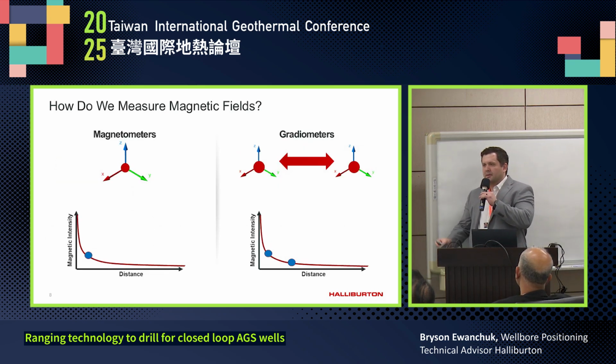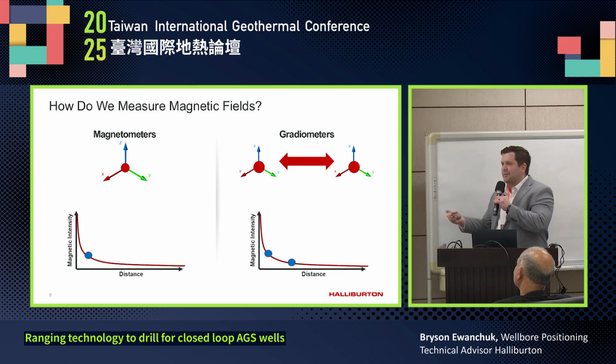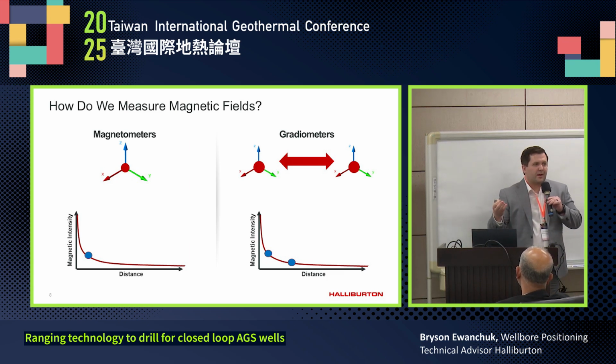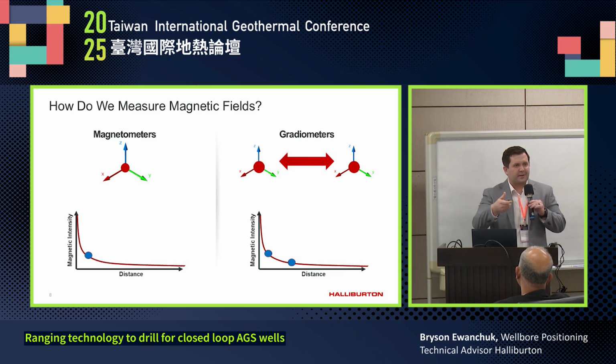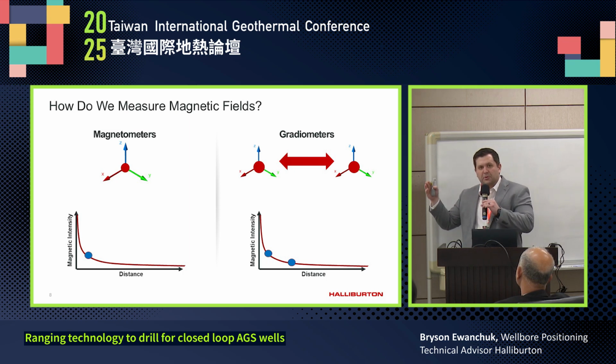So how do we measure magnetic fields? To put it very simply, we use what are called magnetometers. Everyone here has used a magnetometer. They're in your cell phones. It's how you have the compass, right? It's a 3-axis sensor that's able to figure out a direction and an intensity at a single point in space. We take this one step further, though, and we use what are called gradiometers.